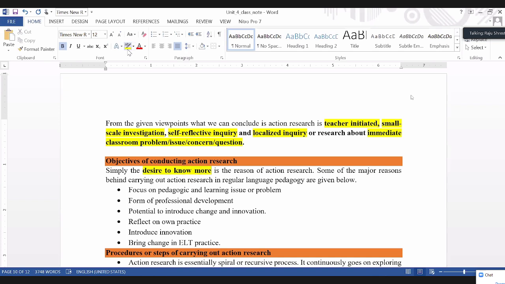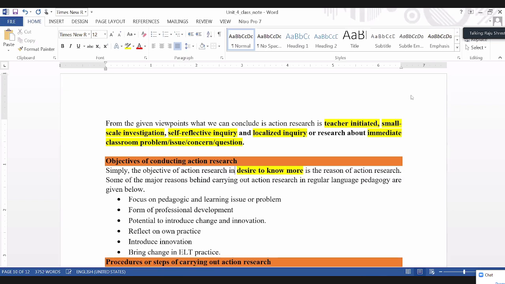Simply the objective of action research in language classroom is desire to know more, desire to know more. So this kind of desire triggers, causes us to carry out action research. So you write the full stuff there. Simply the objective of carrying out action research in the classroom is desire to know more.